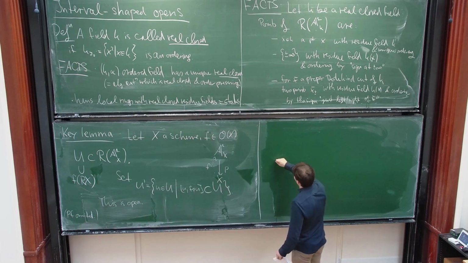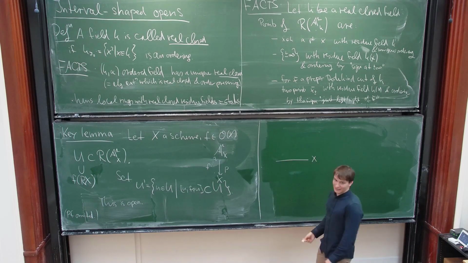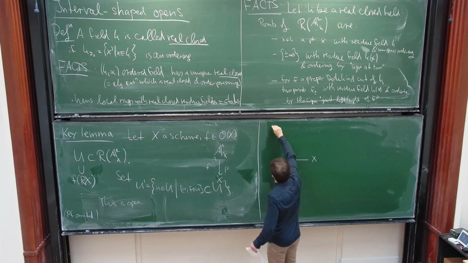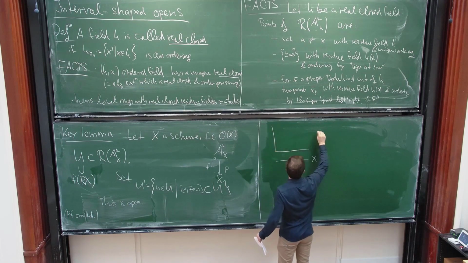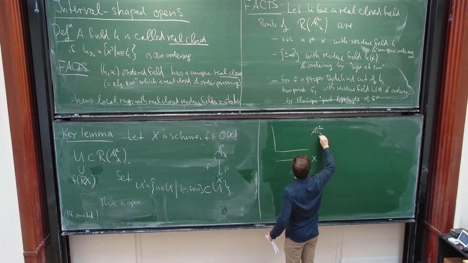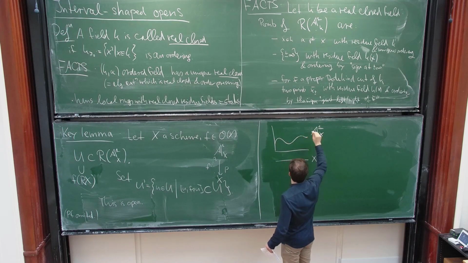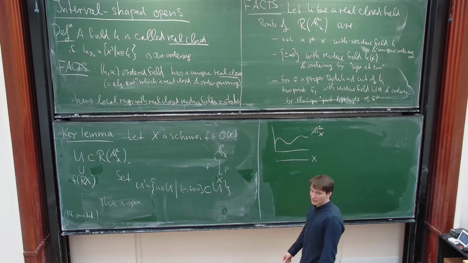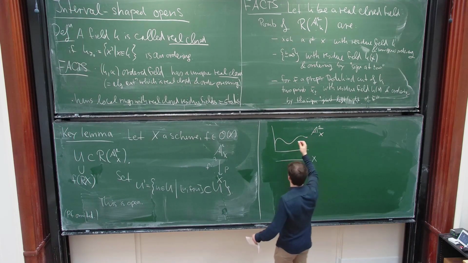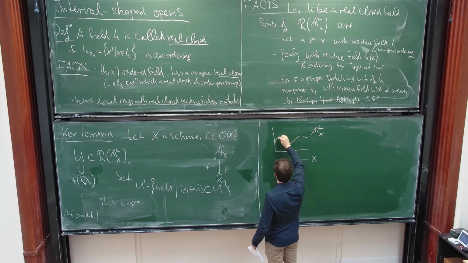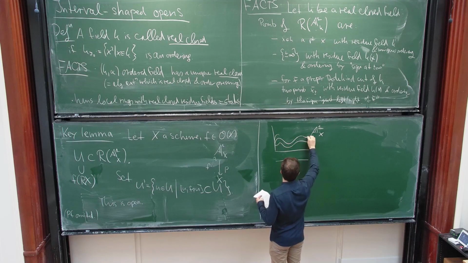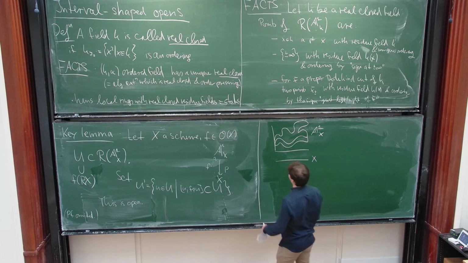Okay, so here's my X. And here's A1 over X. And then my F, this is some kind of section, so it looks something like this maybe. And then I have the U, which is some open subset which contains this. I don't know how to draw this, something like this maybe.